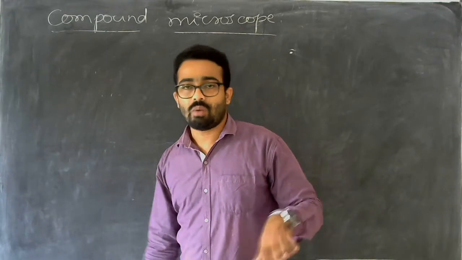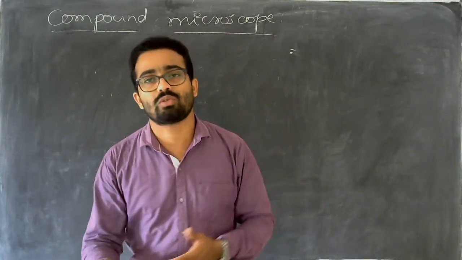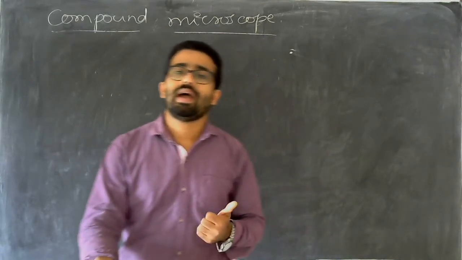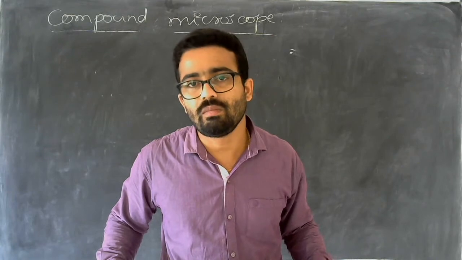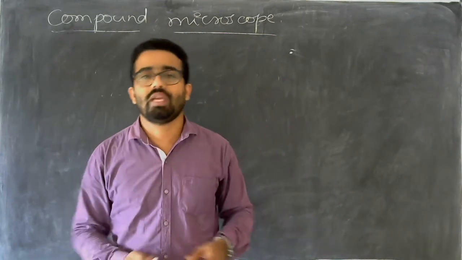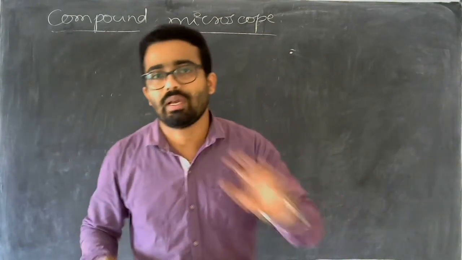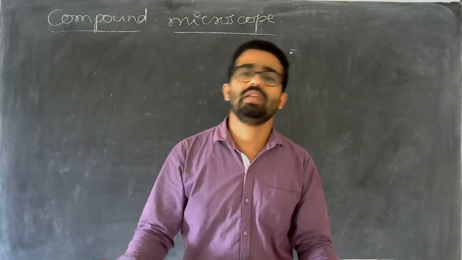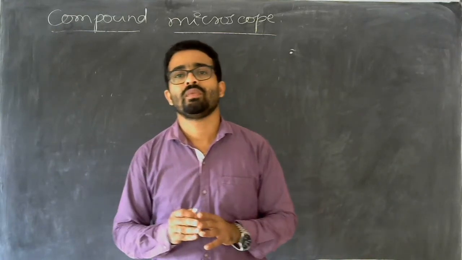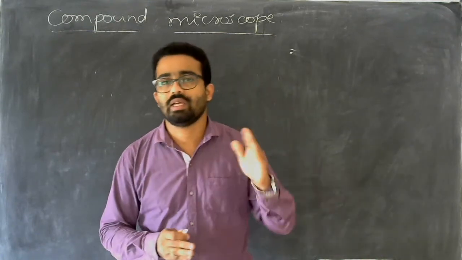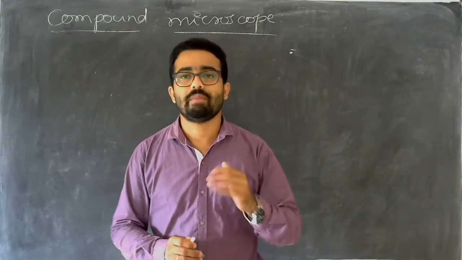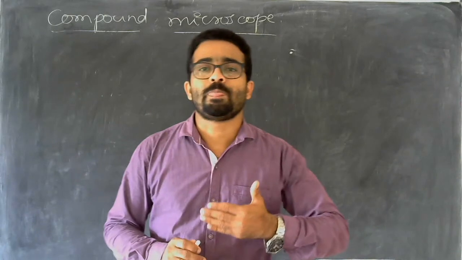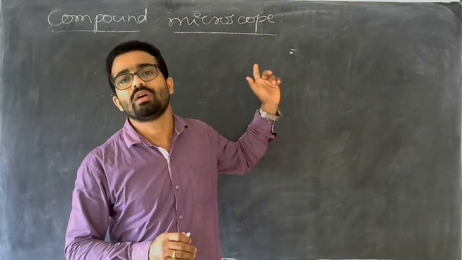So the main advantage of this compound microscope over the stereo microscope or a simple microscope is better magnification. That simple microscope has some limitations for magnification. If you want to get a larger magnification, it is not possible with the simple microscope. So to magnify any image to a large extent, we have to use a compound microscope. That's why we use the compound microscope, and it has a lot of advantages over the simple microscope. In this compound microscope also, we will be discussing the magnification which is produced by it.